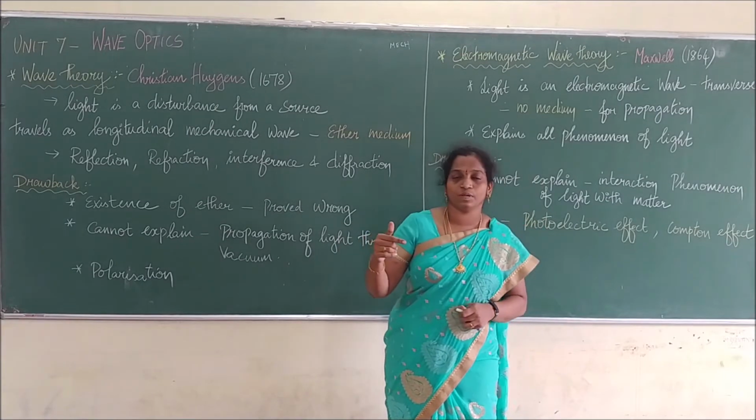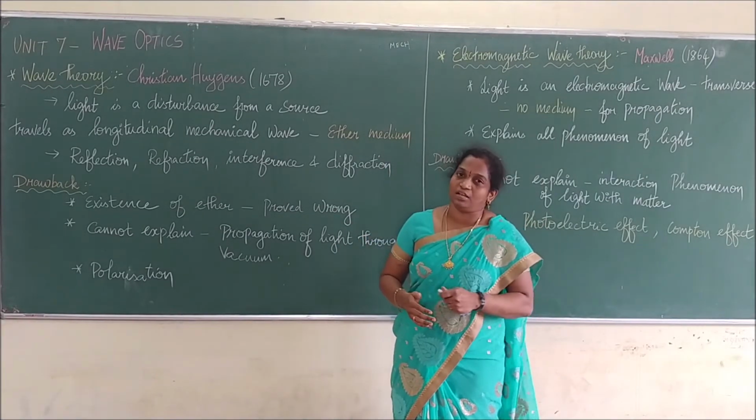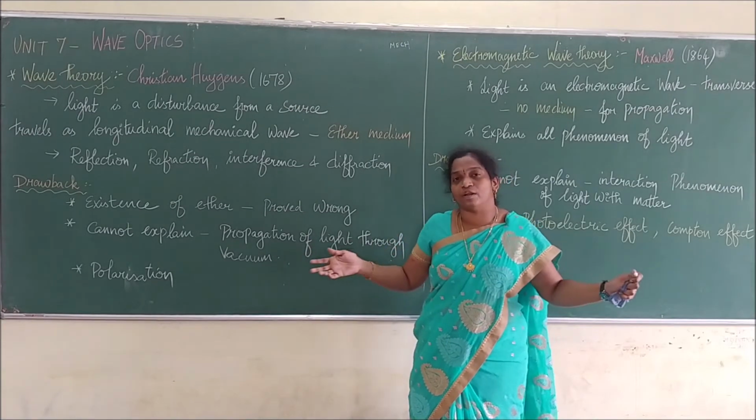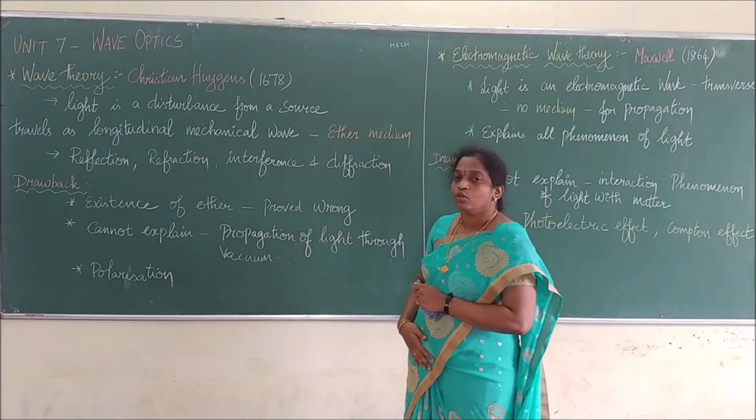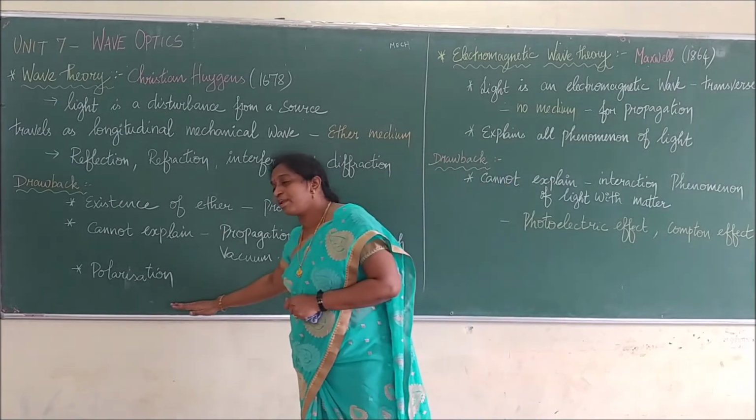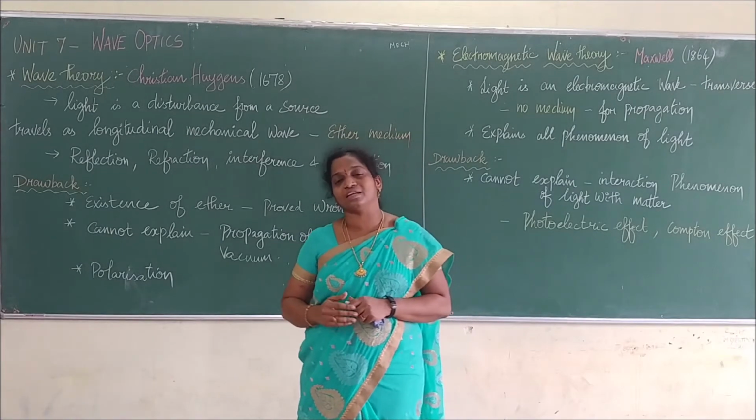So when light passes through a prism, it is split into what? Colors. This splitting or bending of light is called diffraction. The last phenomenon is polarization. Polarization is nothing but the unidirectional passage of light.